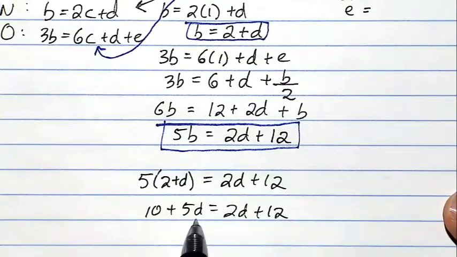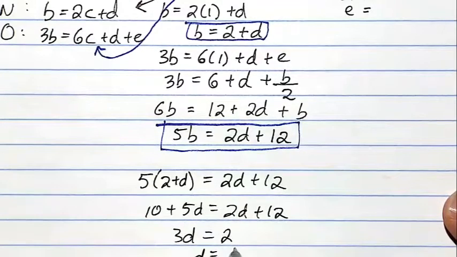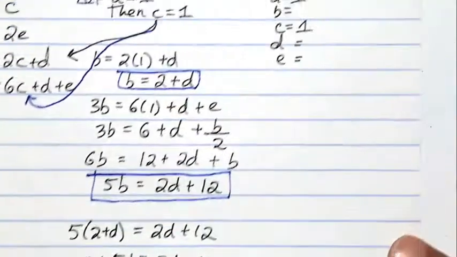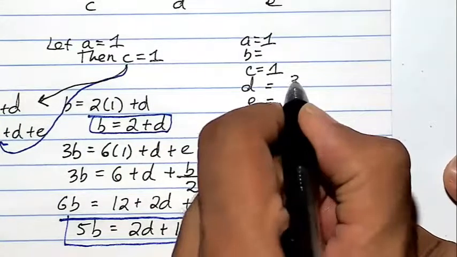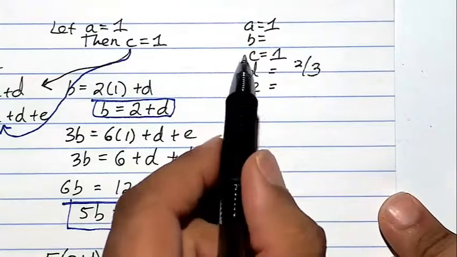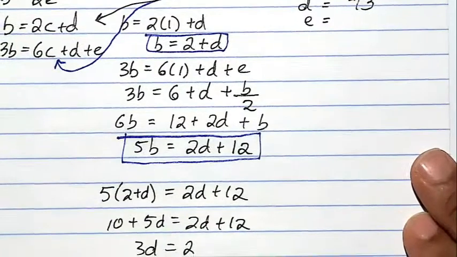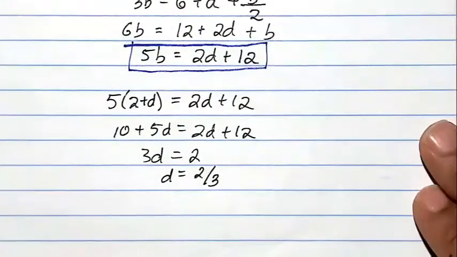And now 5D minus 2D is 3D. 12 minus 10 is going to be 2. And now we have D is equal to 2/3. So now D is going to equal 2/3. Right, so I got A, I got C, I just solved for D, just substituting in. This is simultaneous equations.